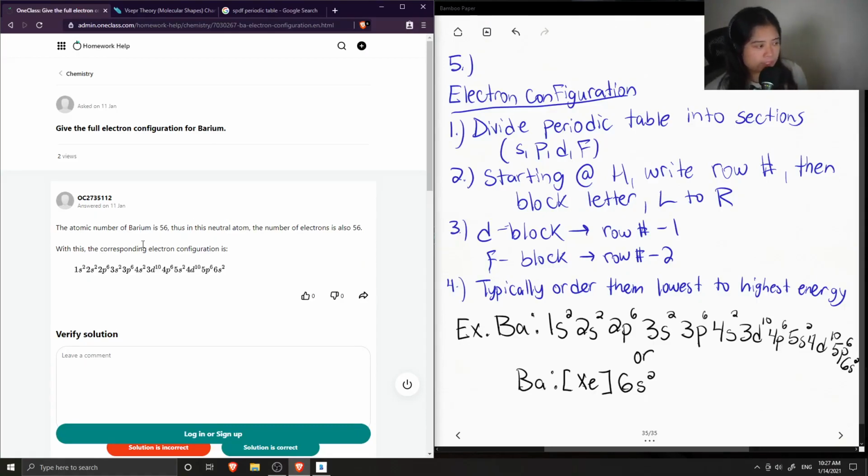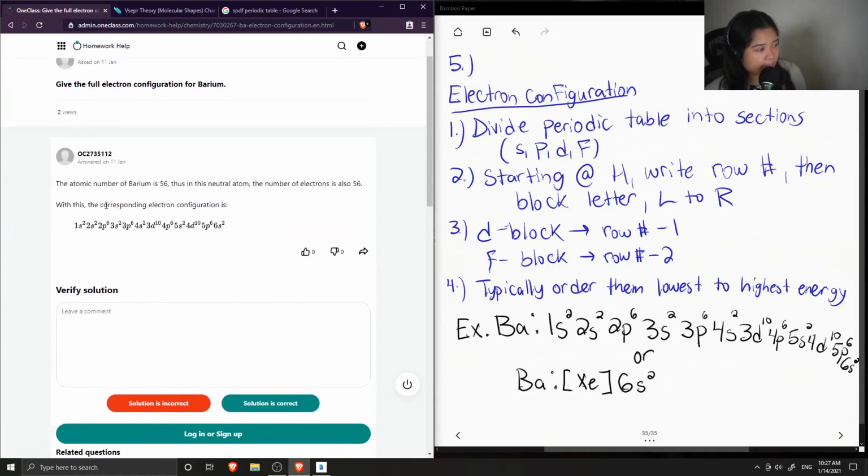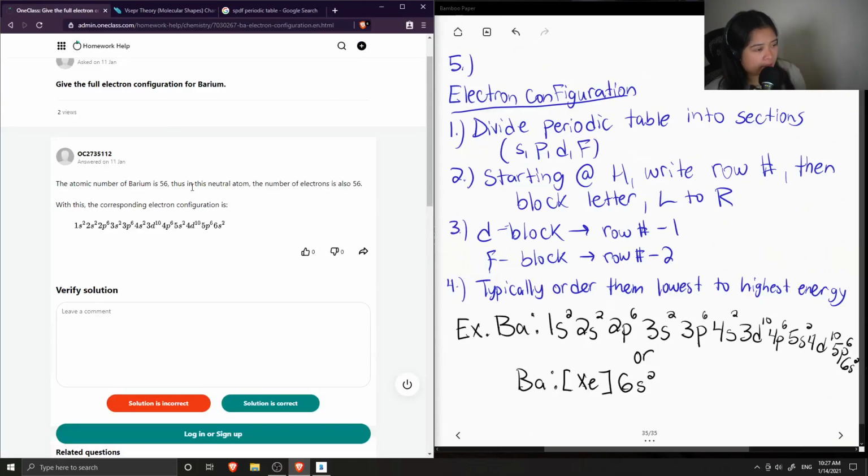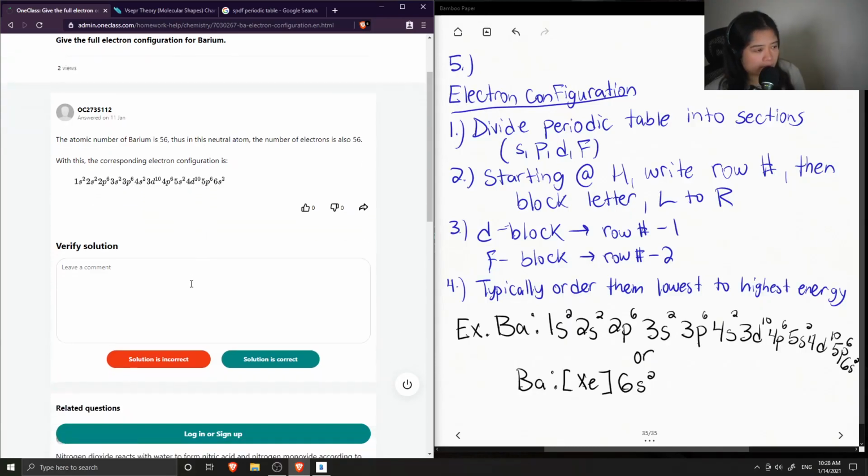So if we see what the junior tutor said, the atomic number of barium is 56. And thus in this neutral atom, the number of electrons is also 56. With this, the corresponding electron configuration is 1s2, 2s2, and so on up to 5p6, 6s2. Okay, so this solution is correct.